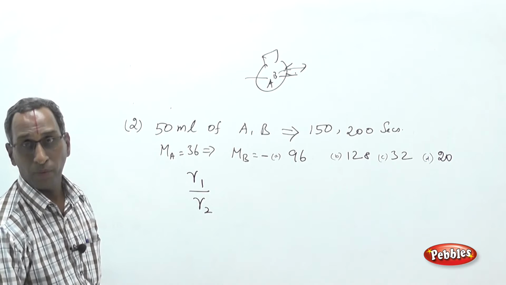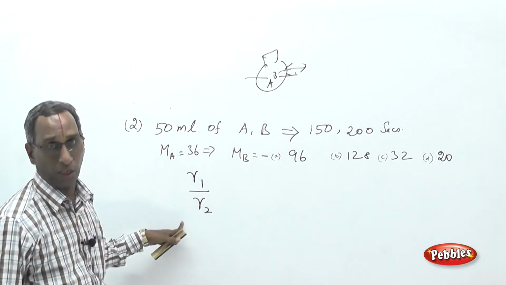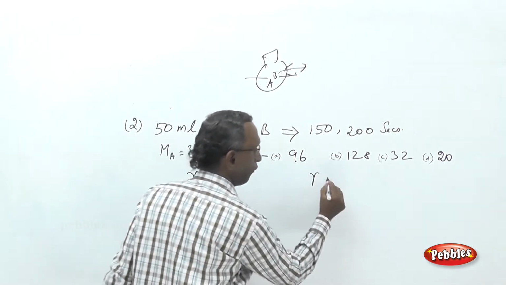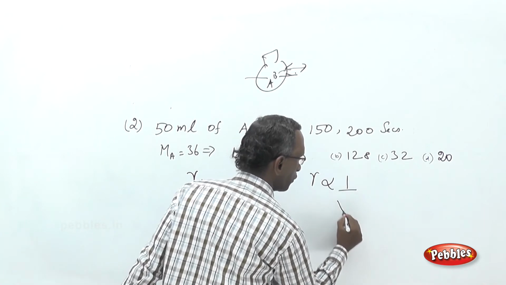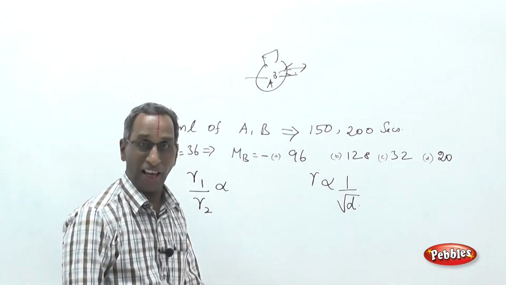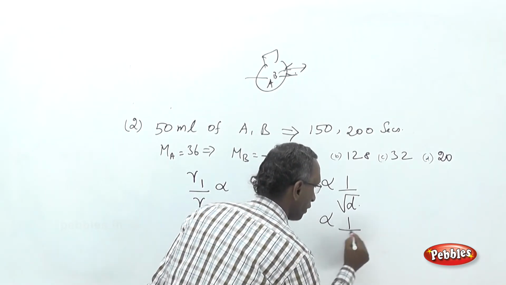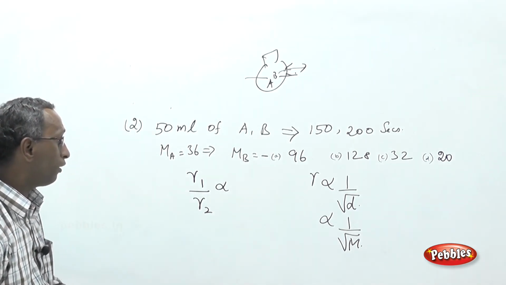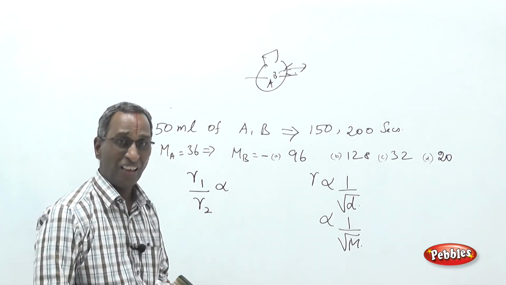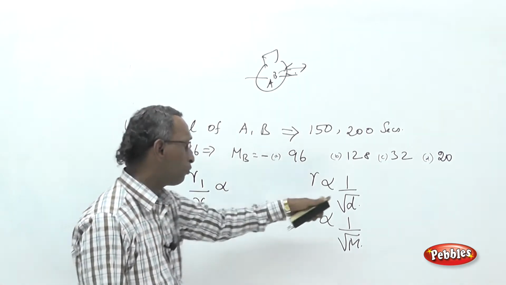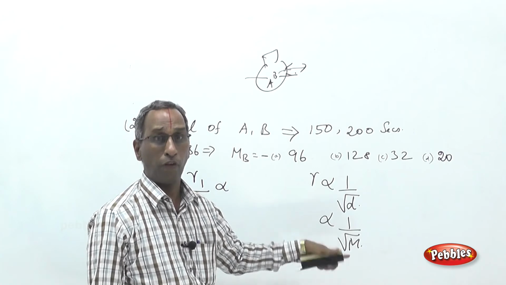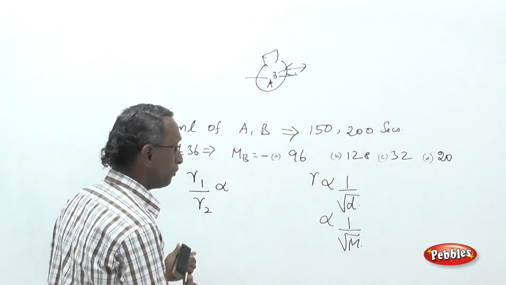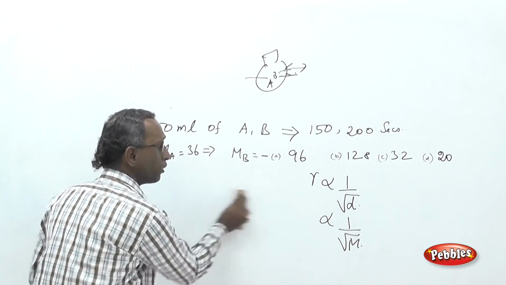Graham's law of diffusion states that the rate of diffusion of a gas is inversely proportional to the square root of the density of the gas, or inversely proportional to the square root of its molecular weight. So this is the statement. The rate of diffusion of a gas through a system is inversely proportional to the square root of either density or molecular weight. If density is known, you can compare. This is the mathematical statement of Graham's law of diffusion.